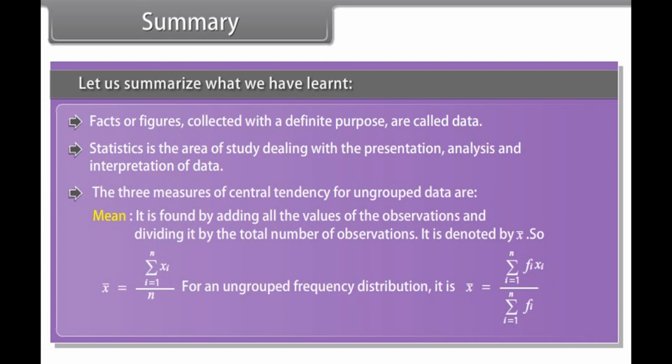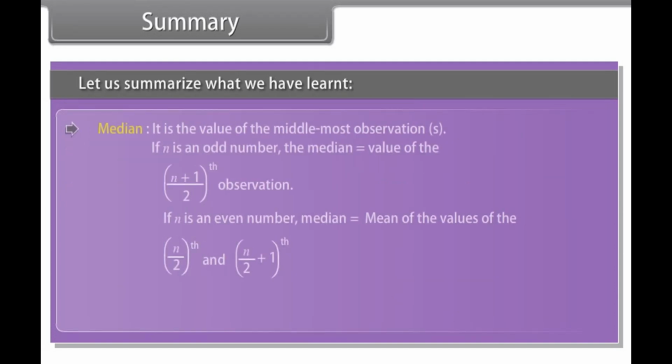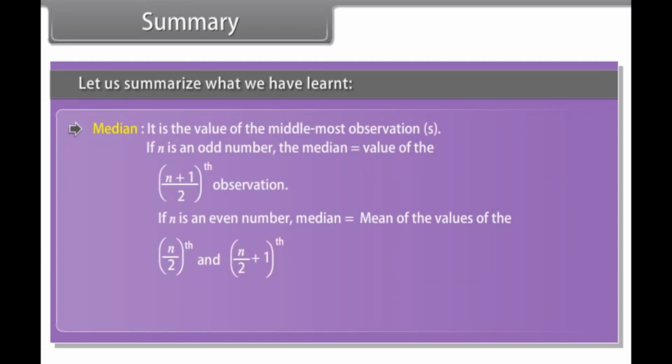So, for an ungrouped frequency distribution, it is given by the corresponding formula. Median. It is the value of the middlemost observation. If n is an odd number, the median is equal to the value of the (n plus 1) whole upon 2th observation. If n is an even number, the median is equal to the mean of the values of the n upon 2th and (n upon 2 plus 1)th observations. Mode. The mode is the most frequently occurring observation.